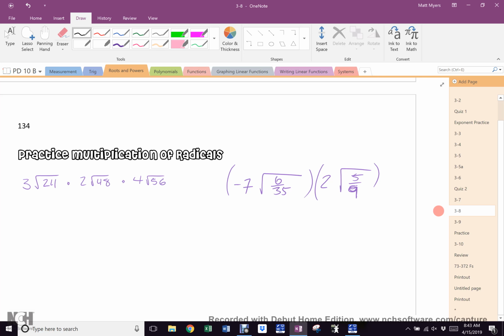It's 3 root 24 times 2 root 48 times 4 root 56. Come on, man. That's obviously a 5. Right there. That's 56. Yeah. Oh, okay. I thought you were saying you couldn't read it. No. I was just simplifying the first one. Oh, I see. Okay.